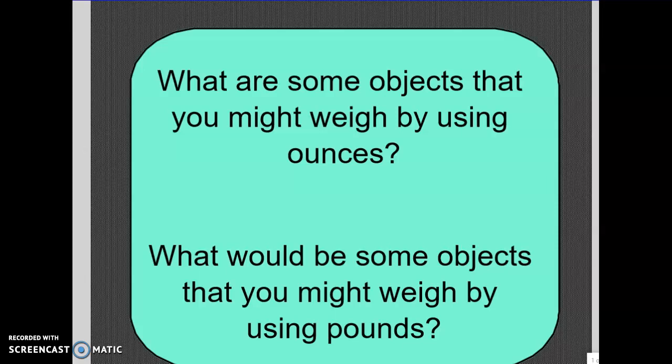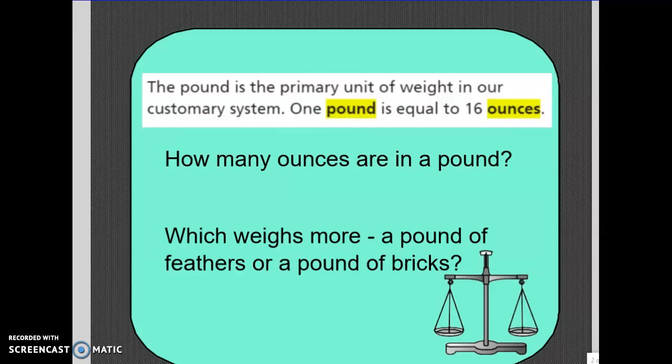What would be some objects that you might weigh by using pounds? A pound of what? What do you think of when you think of a pound? What kind of objects do you weigh? Think grocery store. Go to the deli. When mom asks for a pound of chipped ham or a pound of salami, think about that when you need 5 pounds of sugar for baking. So we use ounces and pounds as our standard unit of measure here in America. So the pound is the primary unit of weight in our customary system.